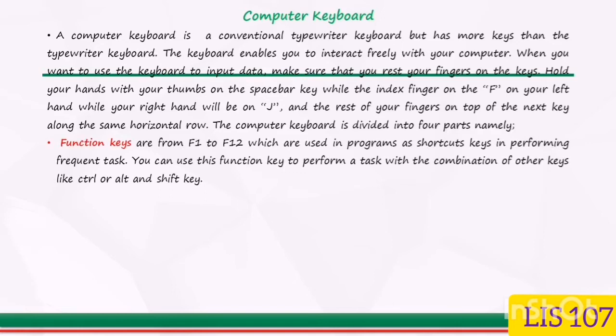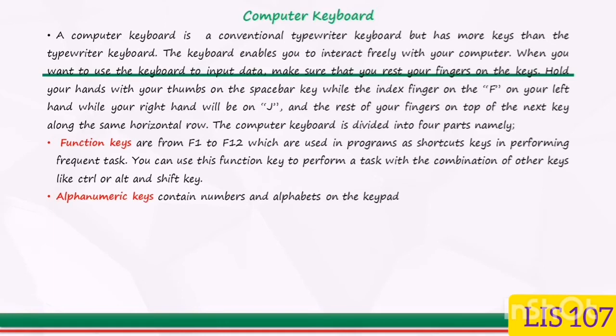You see, our keyboard is divided into four parts. We have the function keys. If you look at the top row of your keyboard, you will see F1, F2 to F12. Those are your function keys, and they can be used in programs usually as shortcut keys in performing frequent tasks. As we go on in other lessons, we will talk about the shortcut keys that we can perform with the use of the keyboard. Other keys are the alphanumeric keys.